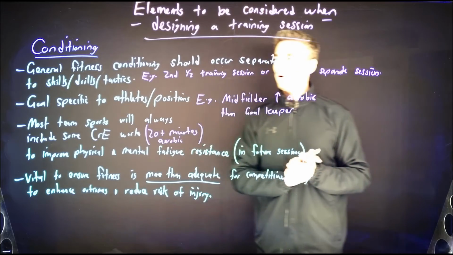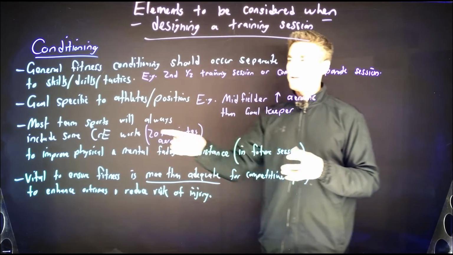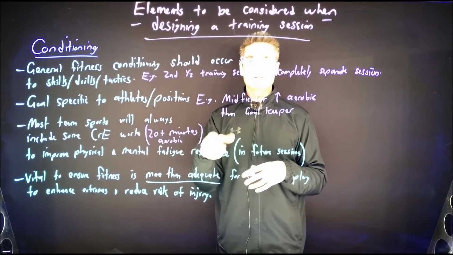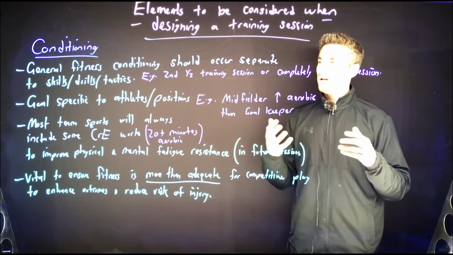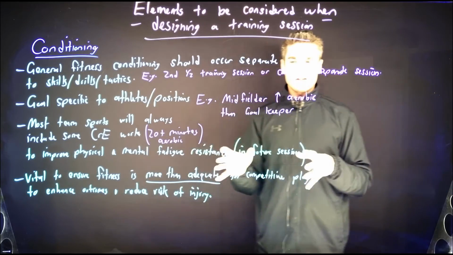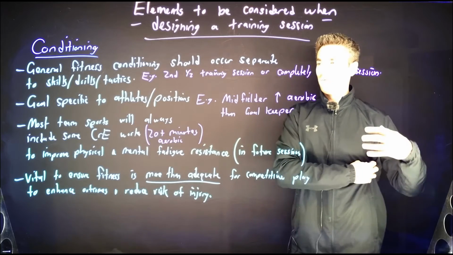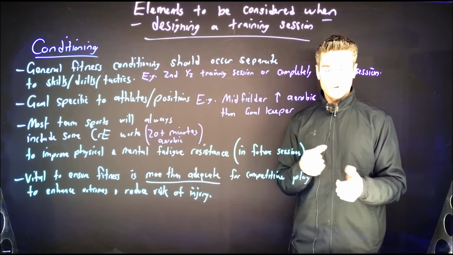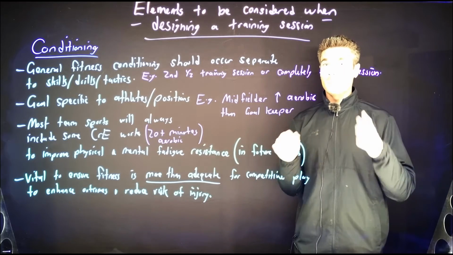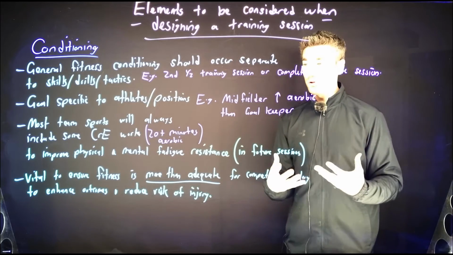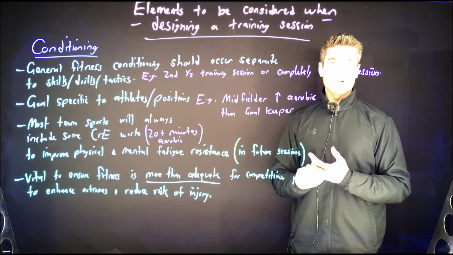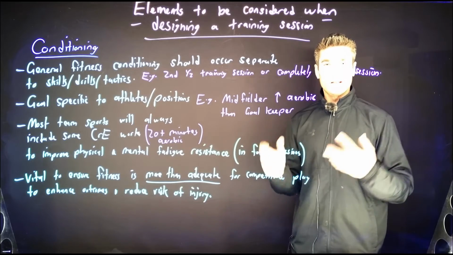Most team sports will always include some cardiorespiratory endurance work, so 20 plus minutes of aerobic work, etc., to improve their physical and mental fatigue resistance in future sessions, all right? So while all of the components of fitness are going to be important, and the skill-related components of fitness are going to be important based on what position or what sport you're playing in, cardiorespiratory endurance is always going to be king. It's going to be number one.